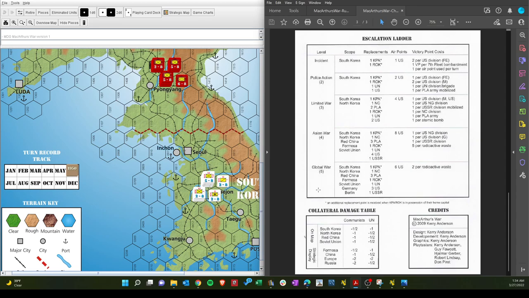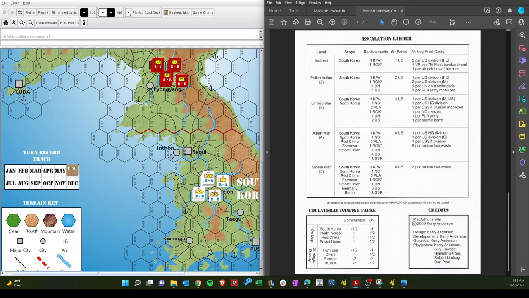This is the escalation ladder. And the number in parentheses is the number you have to roll or higher. We'll confirm that when we get there. So you can see, as long as you don't roll a 1, you can get to police action. And in real life, that's as far as it got here. But then maybe you can go to limited war, and you can start using atomic bombs. The scope still hasn't changed. Well, now it includes North Korea. USSR can be mobilized.